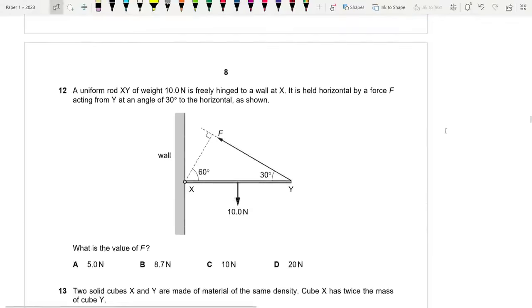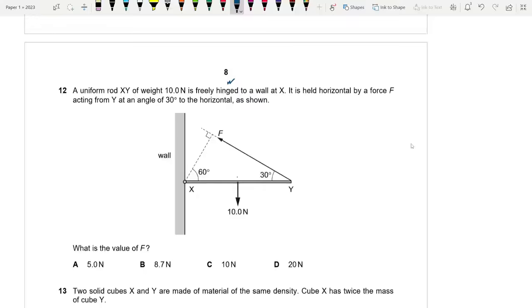Question number 12: a uniform rod XY of weight 10 Newton is freely hinged to a wall at X. It is held horizontal by a force F acting from Y at an angle of 30 degrees to the horizontal as shown. What is the value of F? So it is freely hinged to the wall at X. That means it is not moving currently. It is currently in equilibrium.